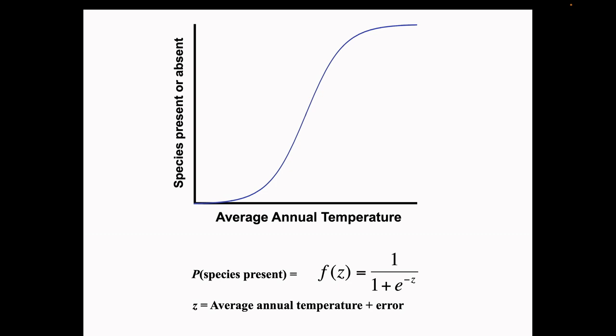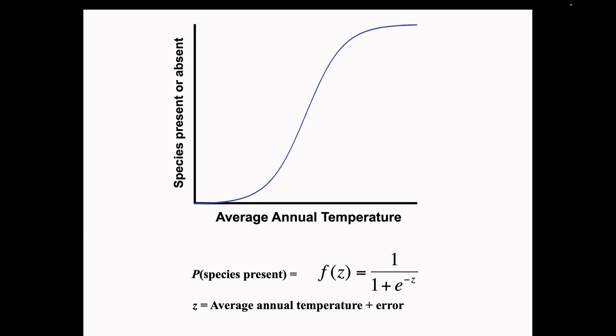I hope my pointer is showing up on your screen. And then let's say we have a third point where the species is present. That also gets a value of 1. So we have a bunch of values of 1. Then let's say down here at average annual temperature of 2 degrees Celsius, the species is not present. So that gets a value of 0. And let's say at 1 degree Celsius, the species is not present. That also gets a value of 0. So we've got some zeros down here. We've got some 1s up here.